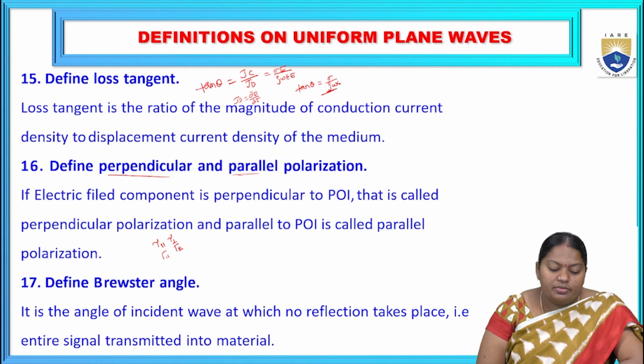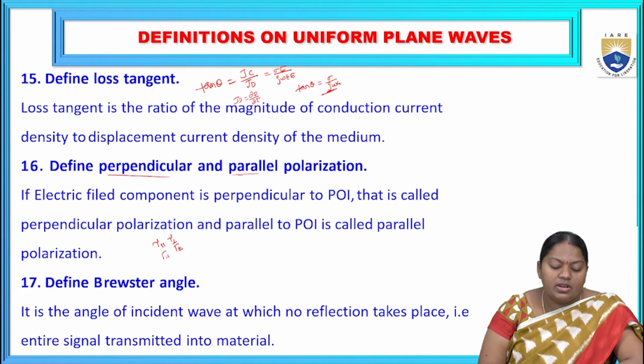Okay? So to define perpendicular and parallel polarization, we need to consider the electric field component. If the electric field component is perpendicular to the plane of incidence and the magnetic field intensity component is parallel to the plane of incidence, then the type of polarization is said to be perpendicular polarization. Similarly, if the electric field component is parallel to the plane of incidence and the magnetic field component is perpendicular to the plane of incidence, the polarization is said to be parallel polarization.